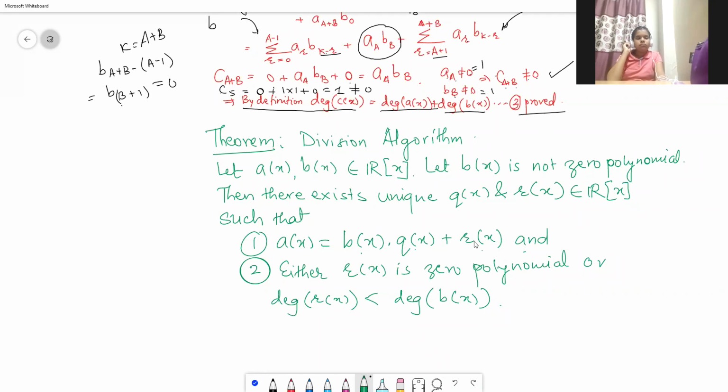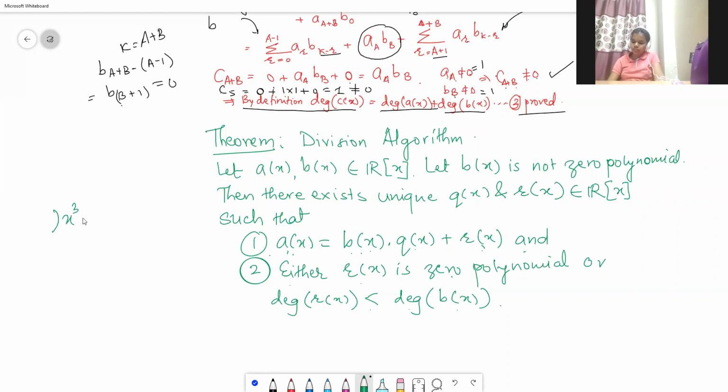And then as far as degrees are concerned, either R of x is a zero polynomial, because if B of x divides A of x, then R of x will be zero polynomial. But if B of x does not divide A of x, then degree of R of x is going to be less than degree of B of x. It is as simple as that. Maybe we will have one example and understand this.